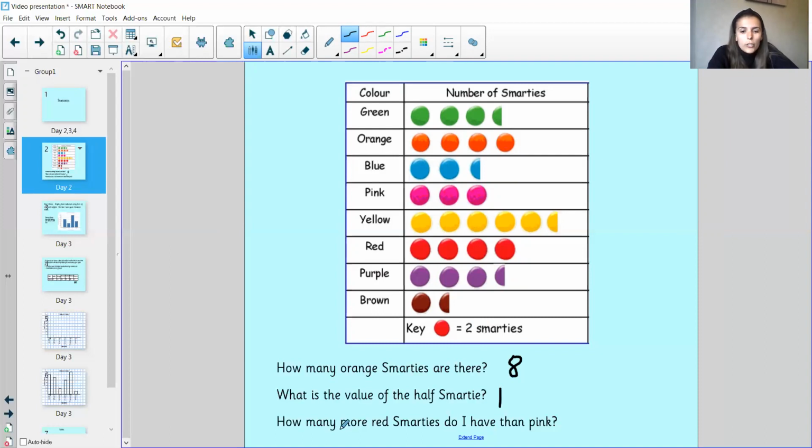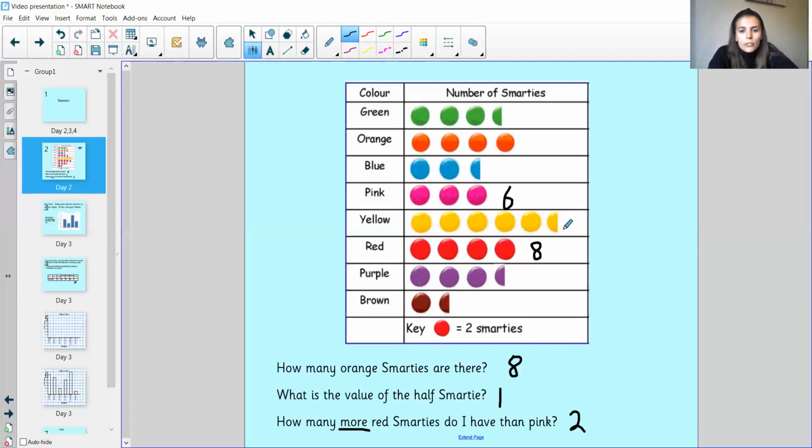Our last question is the trickiest question. This one we need to do in a couple of steps. And it says, how many more red Smarties do I have than pink? So first of all, I'm going to go and count my red Smarties. So 2, 4, 6, 8. Next, I'm going to go and count my pink Smarties. 2, 4, 6. Then I'm going to work out the difference between the two. So if I start at 6 and count on to 8, 7, 8. So I know that the difference between them is 2.